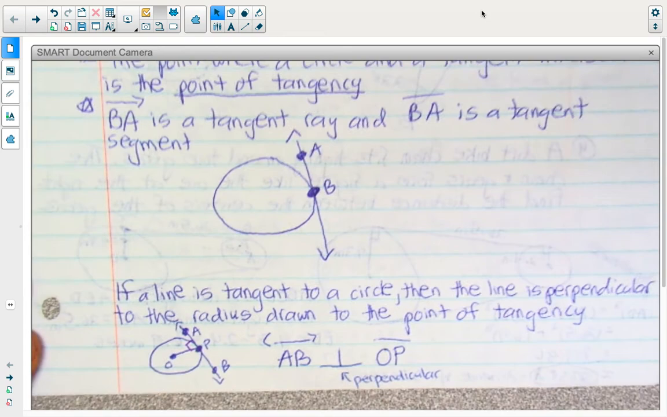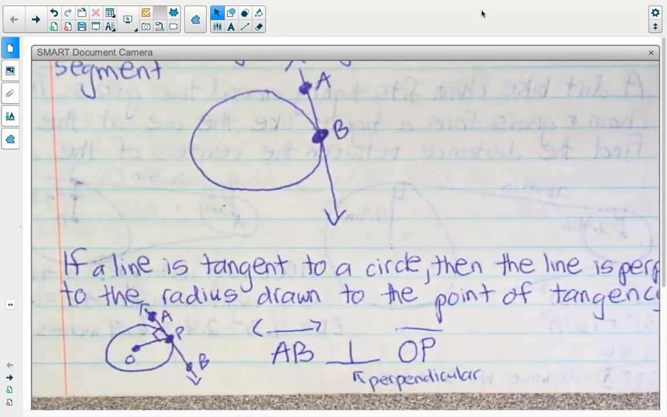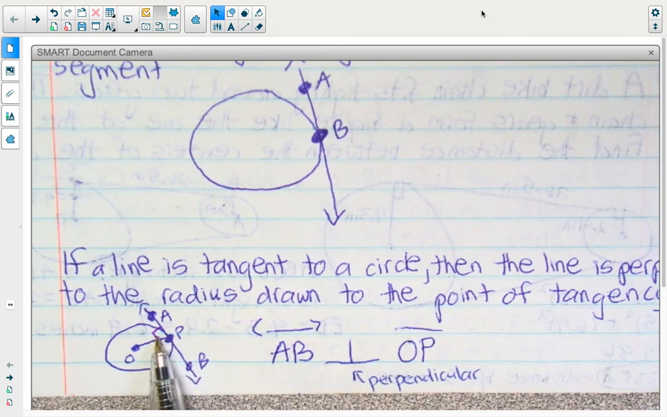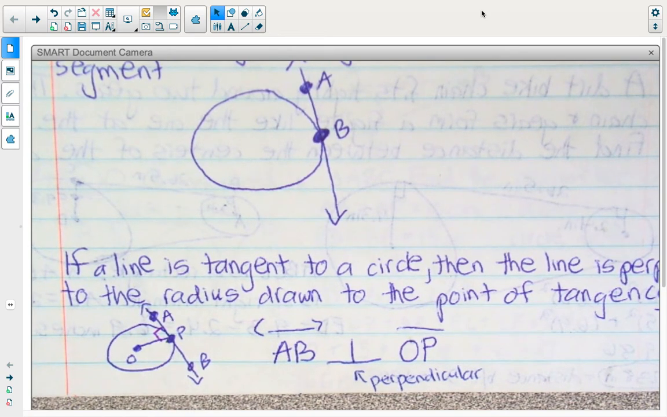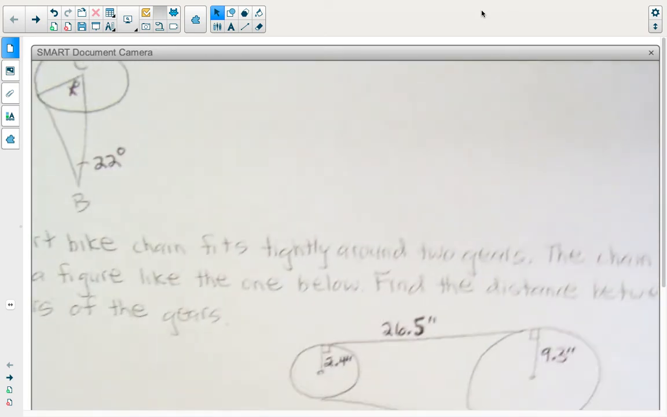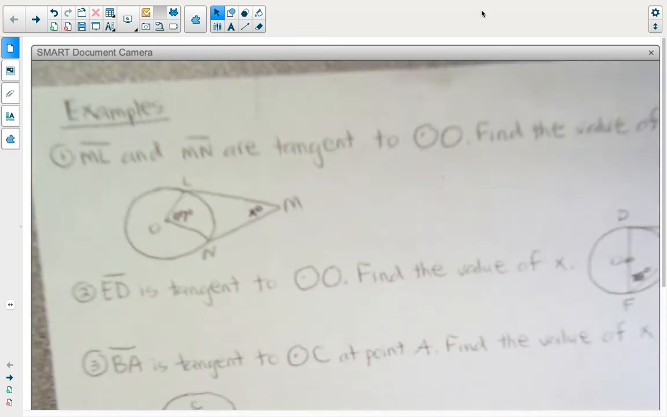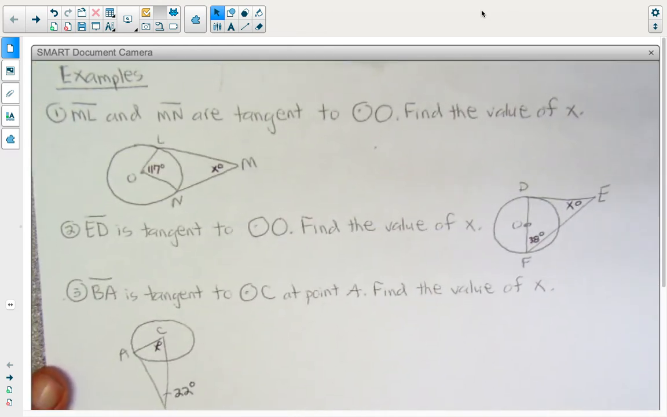So let me zoom in just a little bit before we jump into some problems. Again, if a line is tangent to the circle, so line AB is tangent to the circle at point P, where it intersects the circle, then we know that they are perpendicular and it makes a 90-degree angle. So AB and OP, which is the radius, form a 90-degree angle. They are perpendicular to one another. I got some examples that we're going to go through. We'll go nice and slow, baby steps, and work our way through.